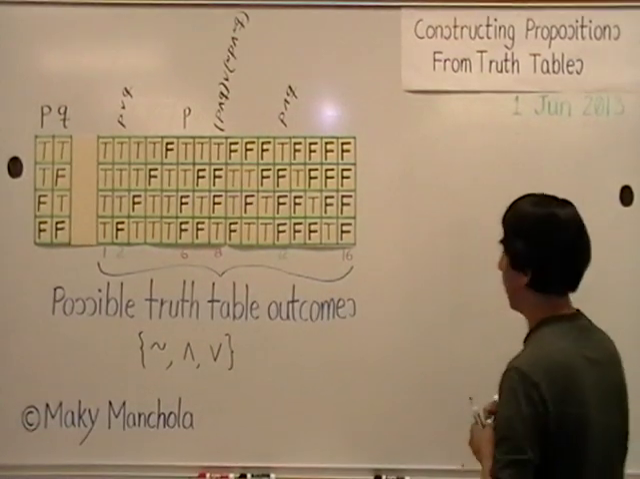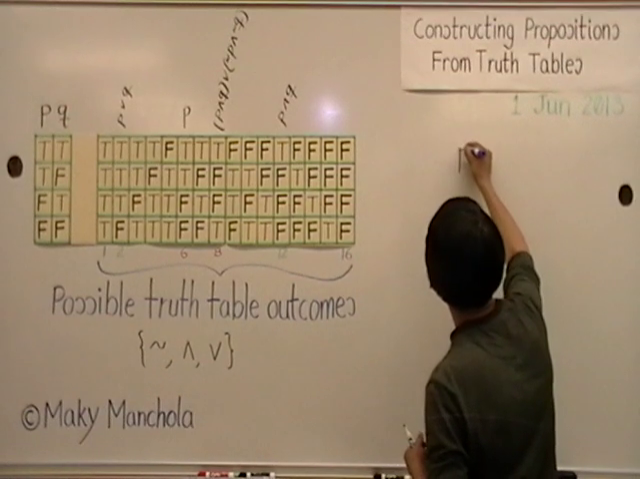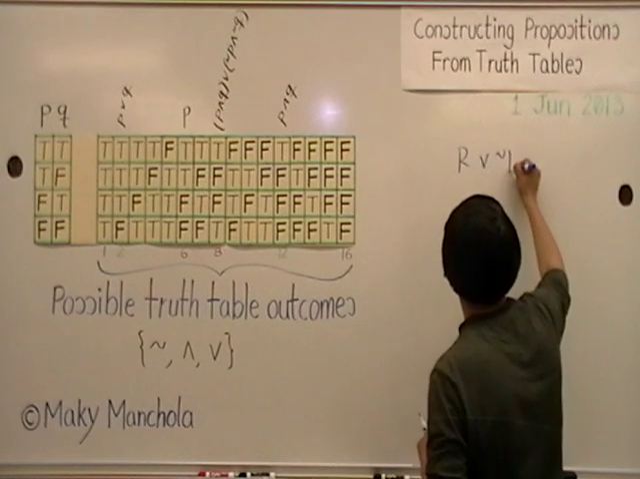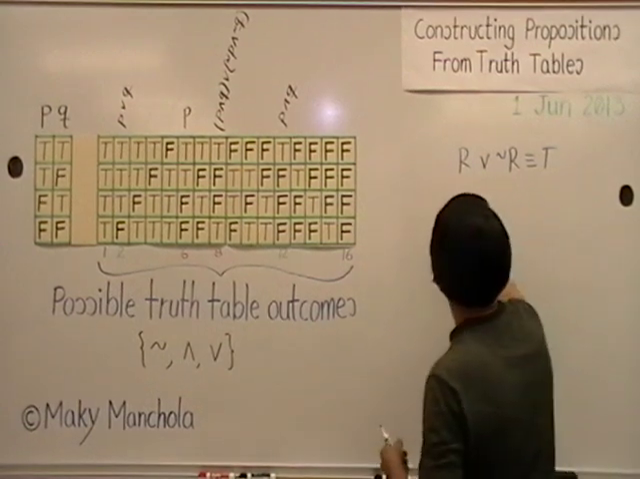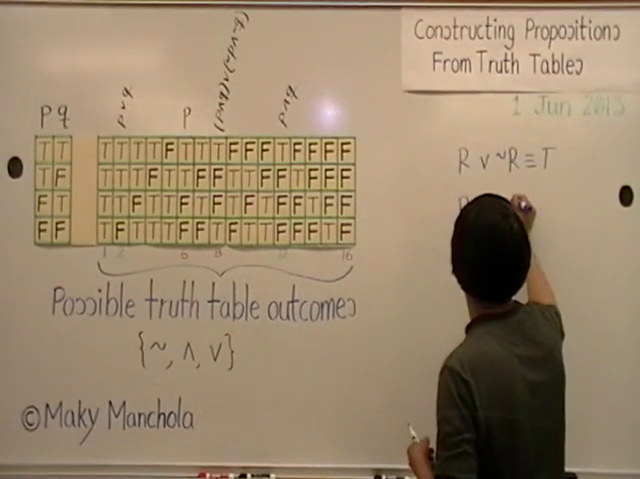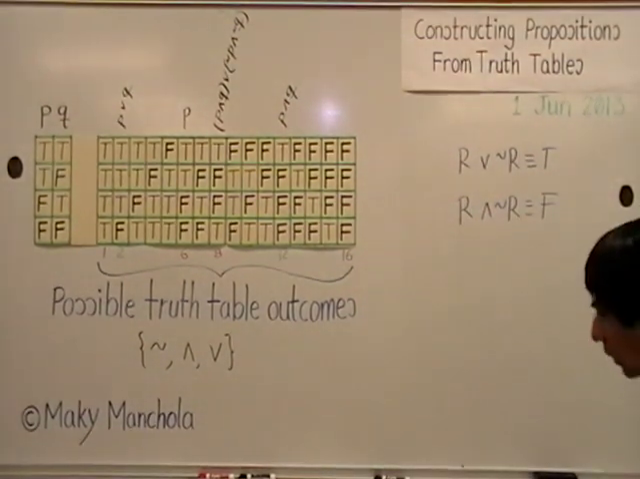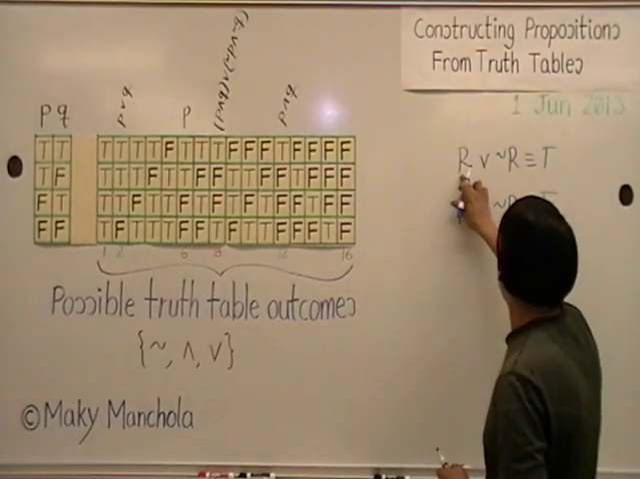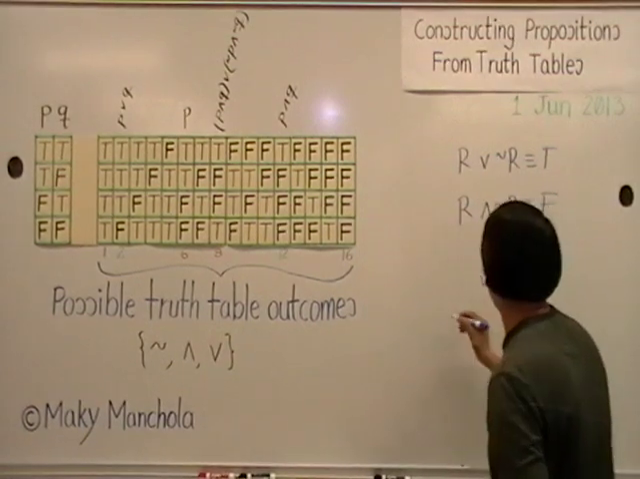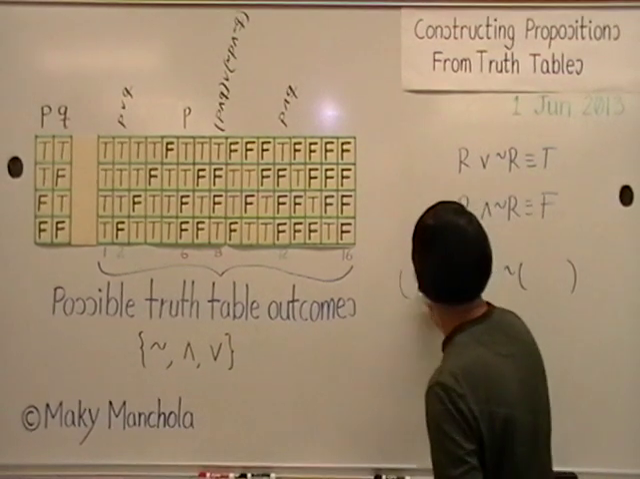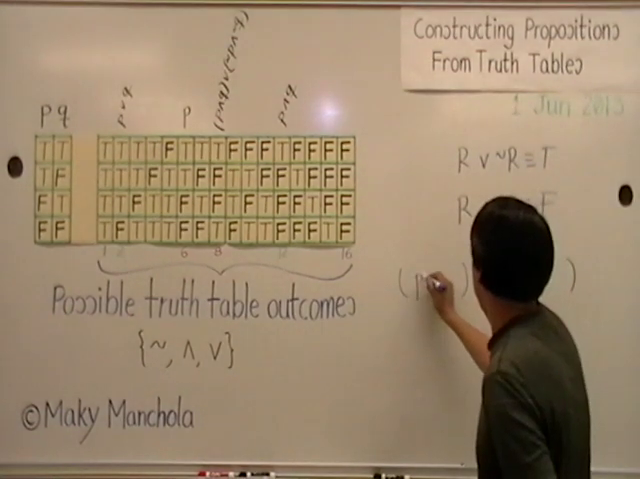Let's write down a couple of identities that will help in the endeavor. One of the identities is R or negation R is logically equivalent to true. This is a basic identity of logic. Another one is R and its negation is logically equivalent to false. So I can employ this to get my tautology. All I have to do is say, okay, the proposition, well, let's try P and Q.